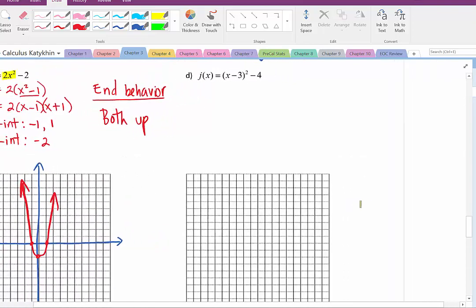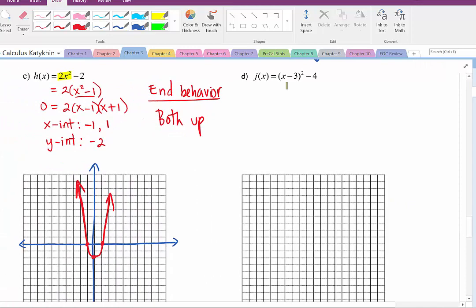So let's go ahead and look at one more example here. Before I can get started on this, I need to solve this for my roots, so that way I know what my roots are. So again, if I set this whole thing x minus 3 squared minus 4 equal to 0, that way I can solve for x. So let's go ahead and do that.